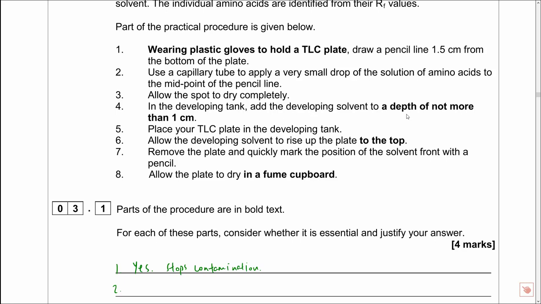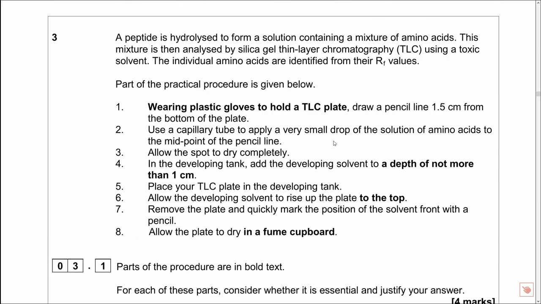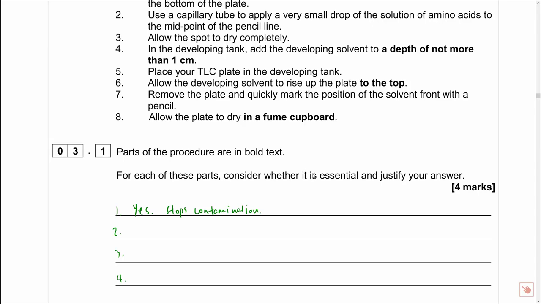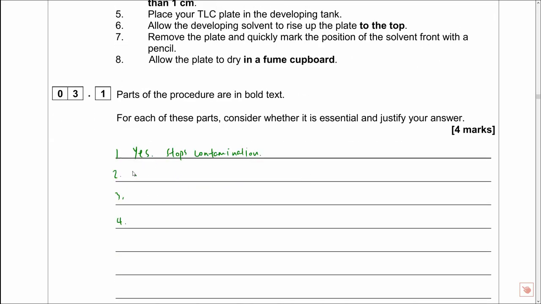In the developing tank, add the developing solvent to a depth of not more than 1 centimeter. That is important because if it's too high, it's just going to dissolve any mixture off the plate. We can't have that at all. So, yes, this is essential. It stops the mixture dissolving from the plate. We obviously want the solvent to pass up and take it with it rather than just dissolve it all in one go at the start. That would be completely useless.